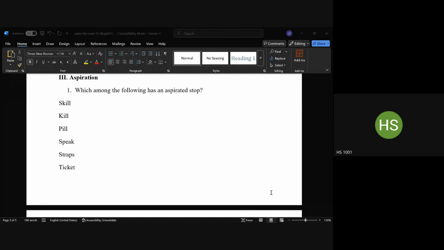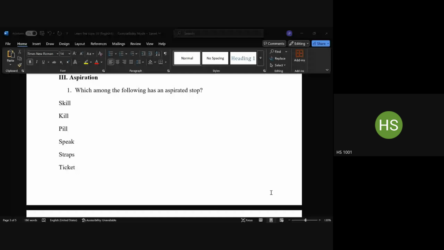Okay, let's look at a few examples to understand it better. So we'll look at the questions themselves. Skill. Here you have the k sound. Is it a part of the stressed syllable in skill? Skill has only one syllable, right? So it's definitely a part of the stressed syllable because there's only one syllable there anyway. But is it the first sound of the stressed syllable in skill? No. So therefore here k is not aspirated. For it to be aspirated, it has to appear as the first sound.